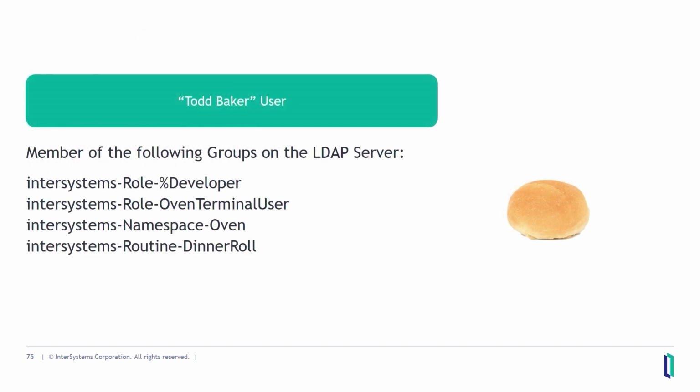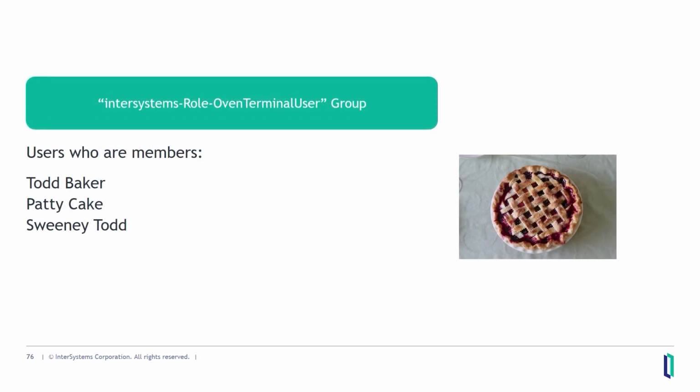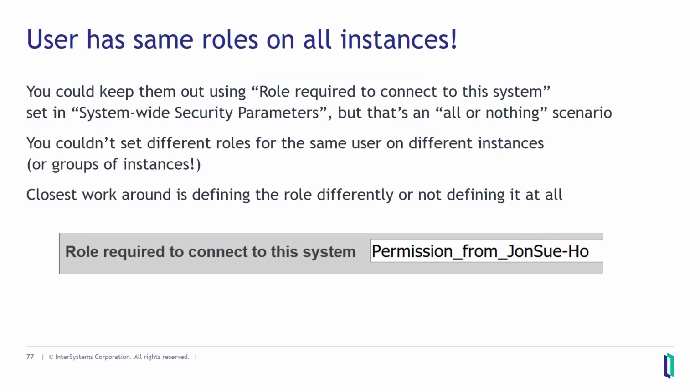Example. So the Todd Baker user belongs to all of these groups, the InterSystems-role-%developer group. So when he logs in, he's going to have the %developer role, which should be configured on your instance. This group has these members. Therefore, whenever these users log into the instance, it's going to call out to the LDAP server, say, oh, assign them that role. Great. Drawbacks to this.